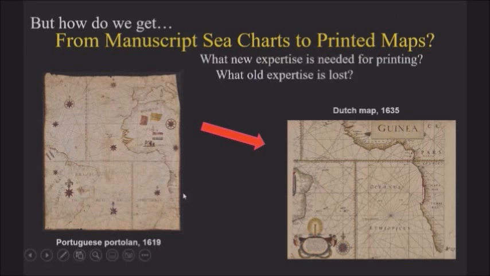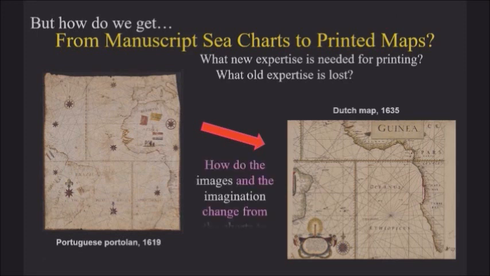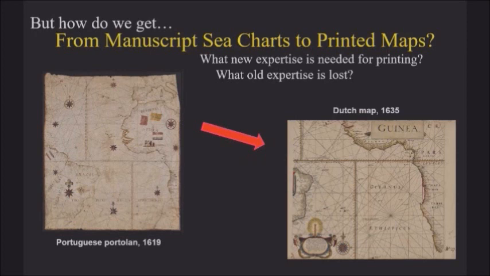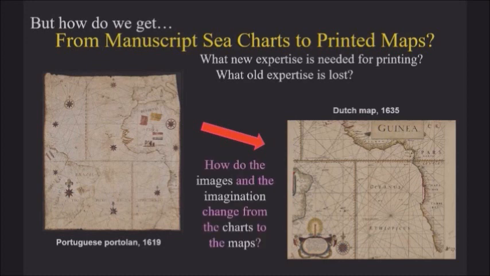What new expertise is needed for printing? What old expertise is lost in moving from the portulan chart to the printed map? How do the images and the imagination change from the charts to the maps? Oh, one thing you can notice very quickly is that the flags disappear.